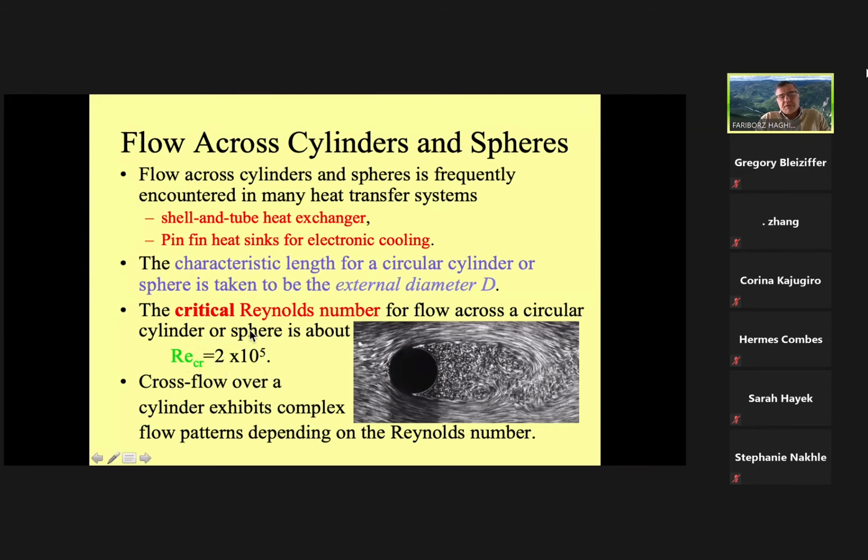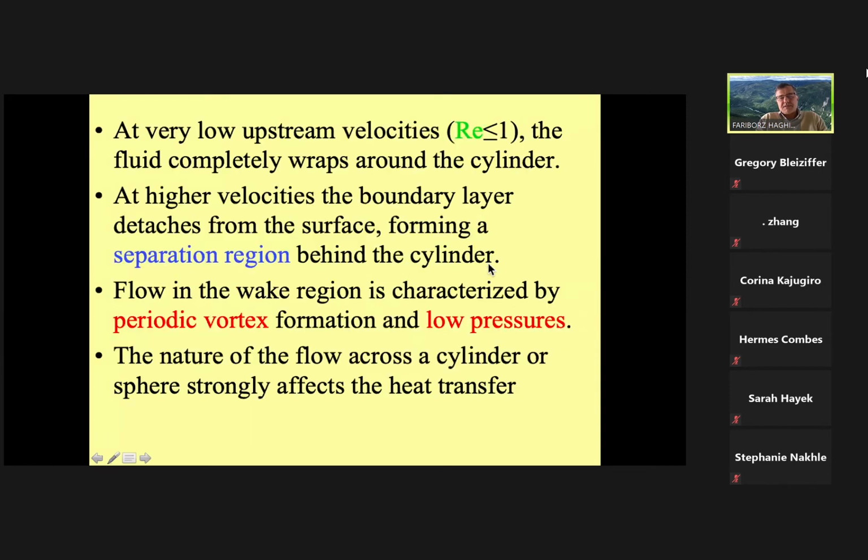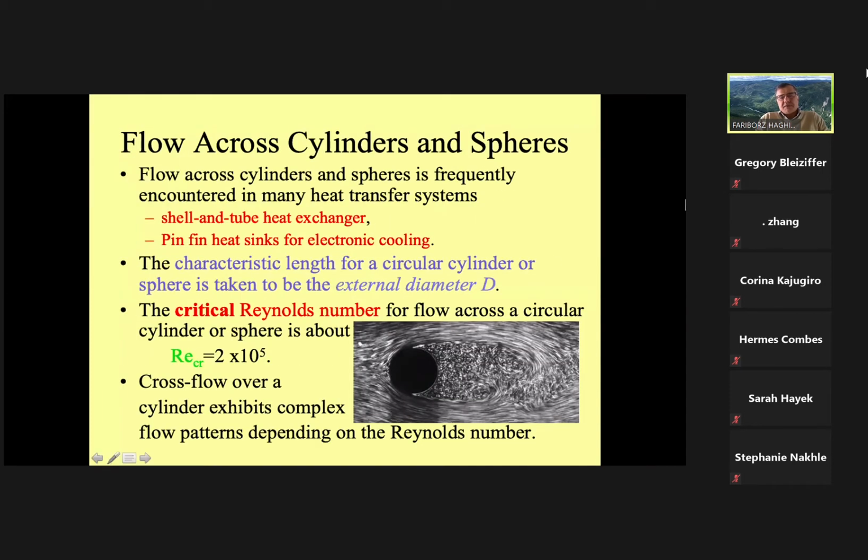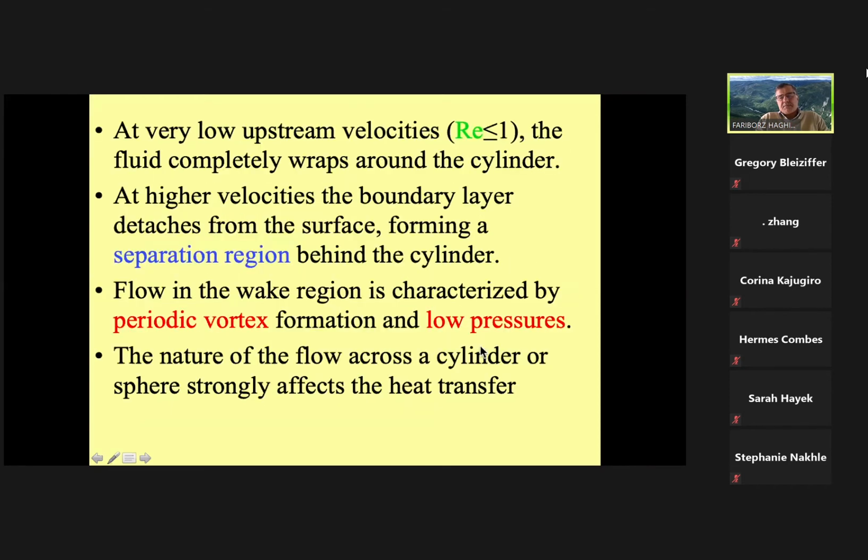Now the critical Reynolds number we're talking about is 200,000. And the characteristic length that we use in order to calculate the Reynolds number is the diameter of the pipe. This we covered last lecture. And we mentioned, again, depending on how strong the jumping is, we have different processes taking place.